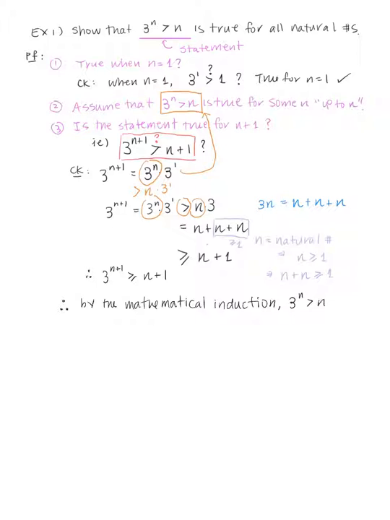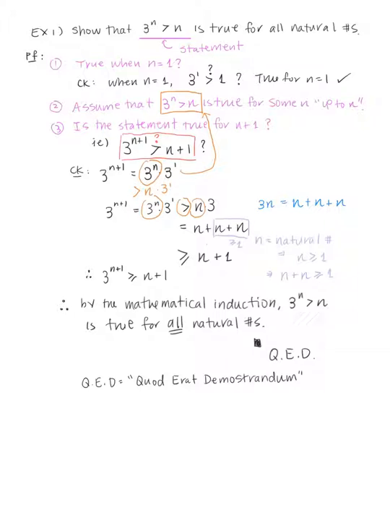3 to the n is greater than n is true for all natural numbers. So we are done with our first proof. And a lot of mathematicians write QED at the very end of the proof, which stands for Quod erat demonstrandum. Don't even ask me to pronounce that right.